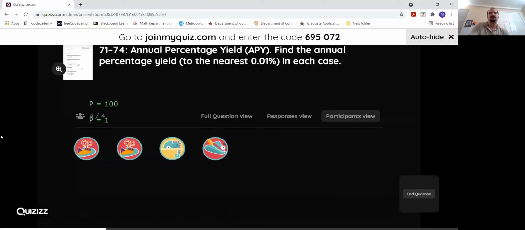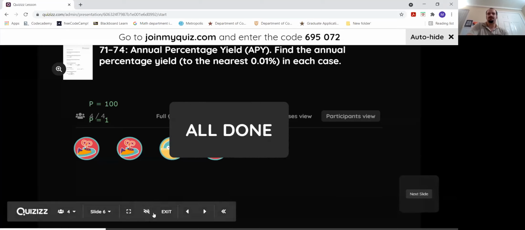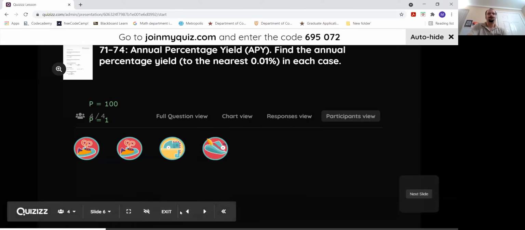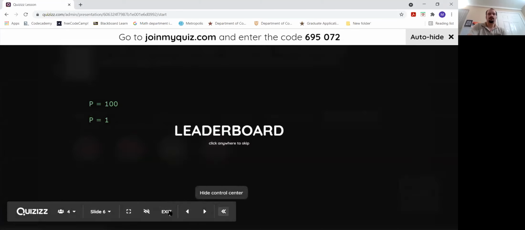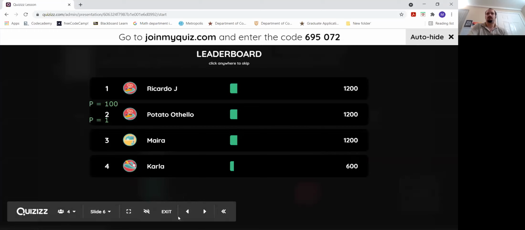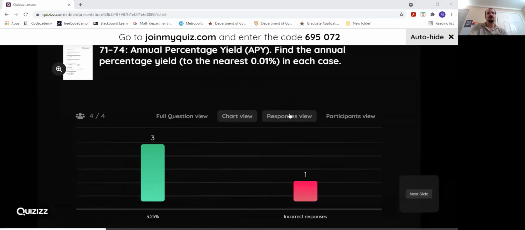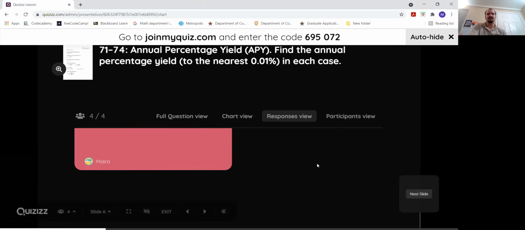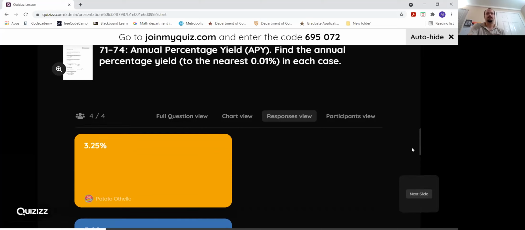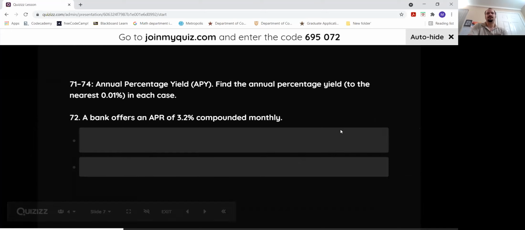Okay, where are we at? 3.25. What else do we do? I don't know where that 5.2 is coming from. Maybe it comes from rounding this or something.